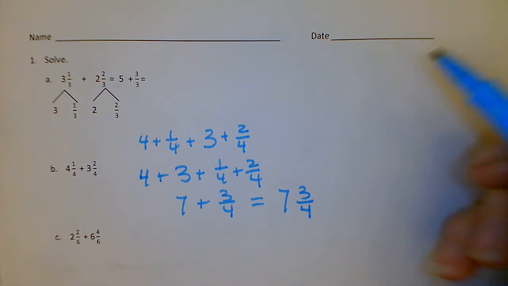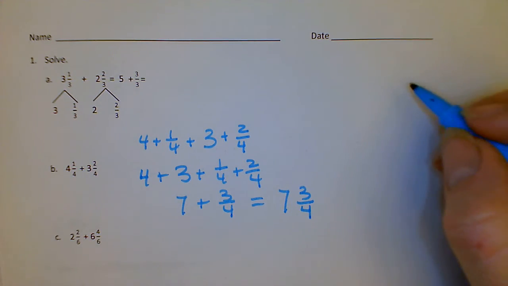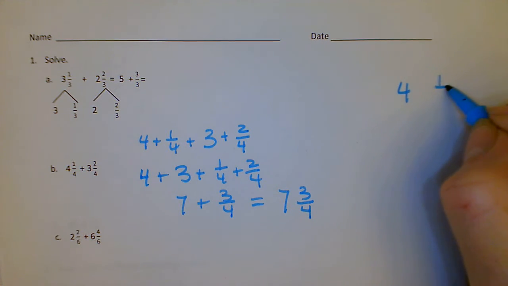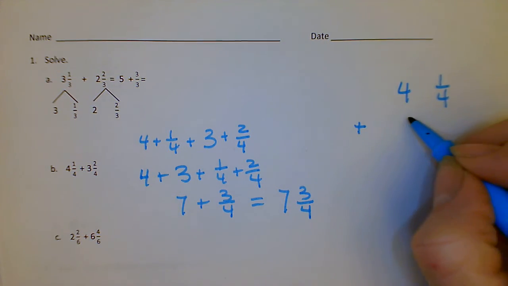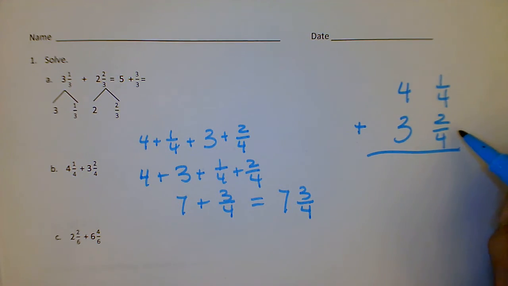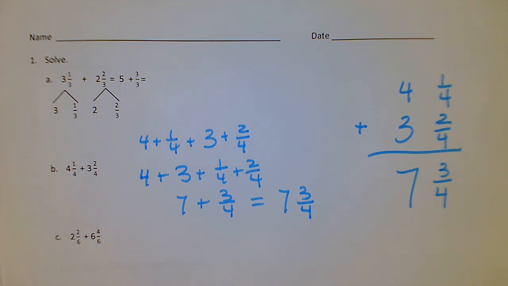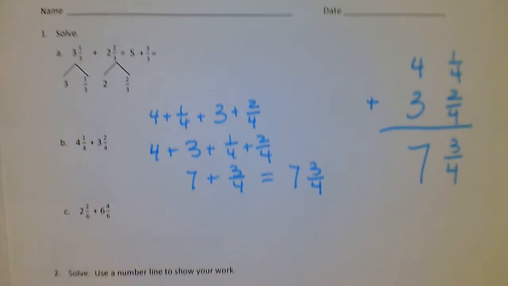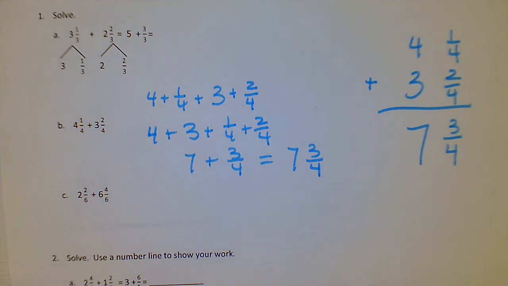Similarly, like we just said, you could have done them vertically. So we could have said 4 1/4 plus 3 2/4. 1/4 plus 2/4 is 3/4, and 4 plus 3 is 7. And you get the exact same answer. So whichever way you're comfortable with, you could have done a number line, whatever works for you. So let's do this one next together, because I'm going to have you focus on the last page.